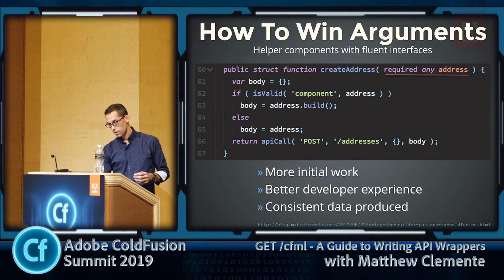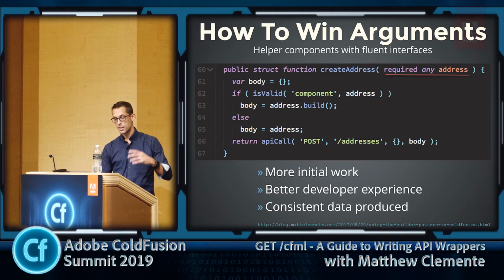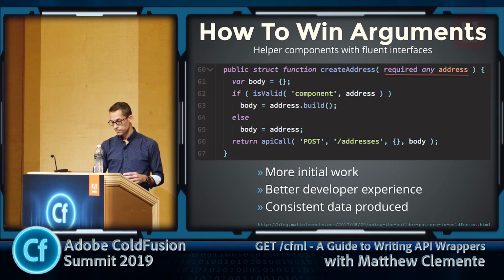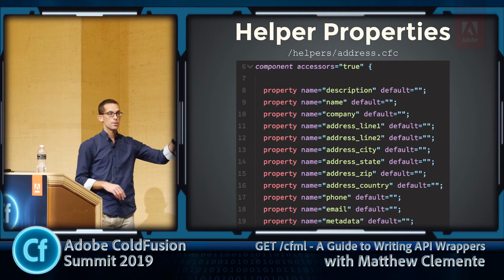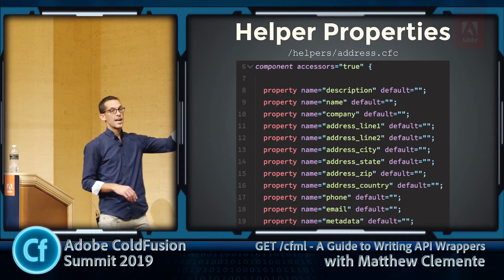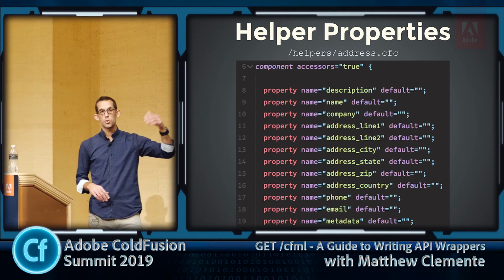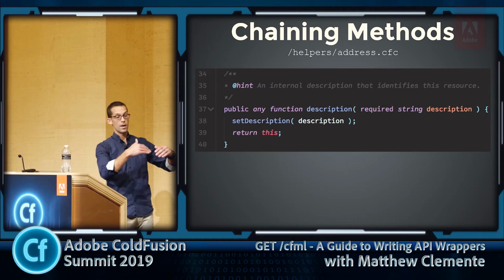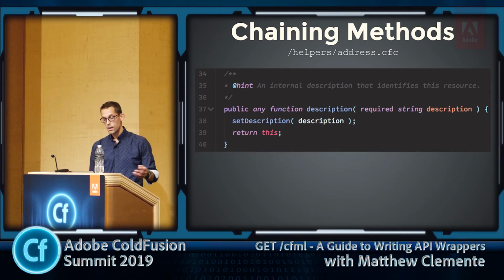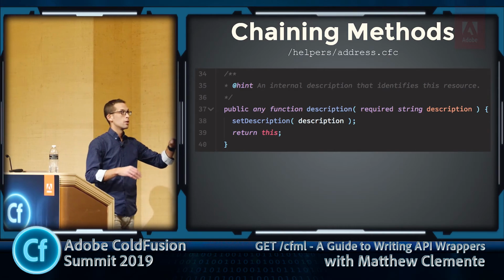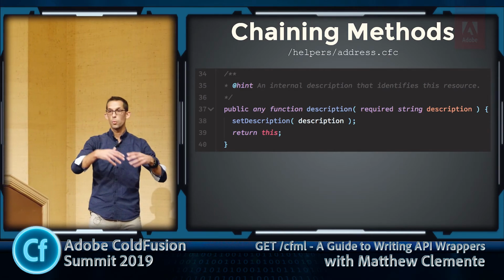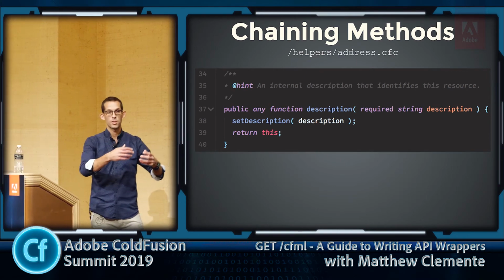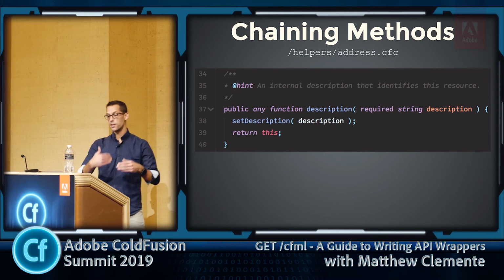Now, again, I have a blog post that's linked down here where I walk through this in detail. Basically, what it does is I create a helpers folder. In this case, it would be address.cfc, and all of those 12 properties become properties of the component, of that helper address component. Within it, every method returns the full component. So what this does, when we return this at the end of a function, the whole component is returned. And this enables us to chain methods together.